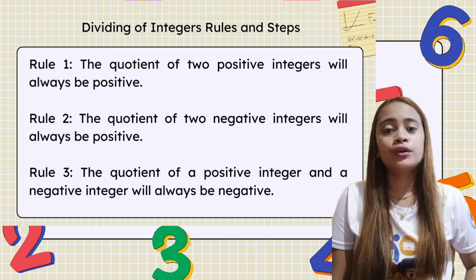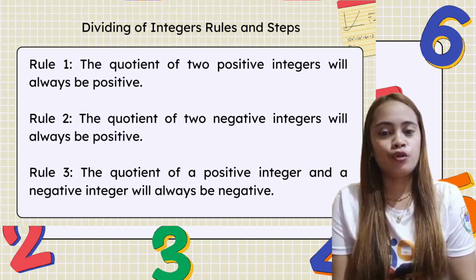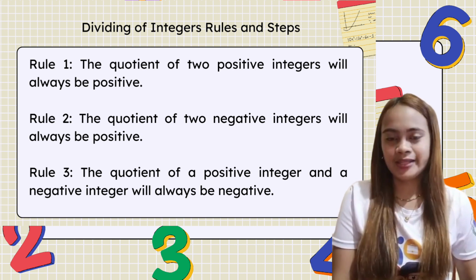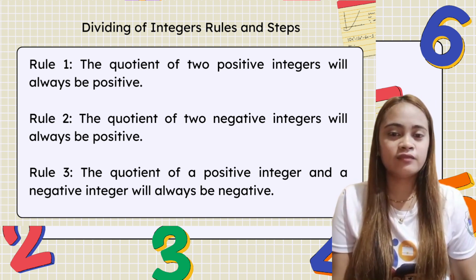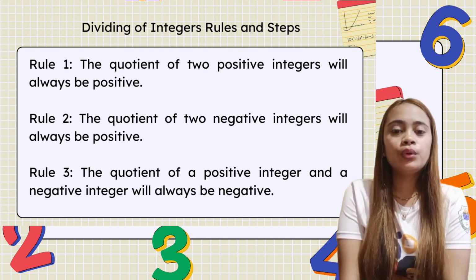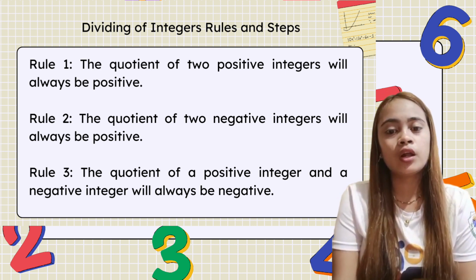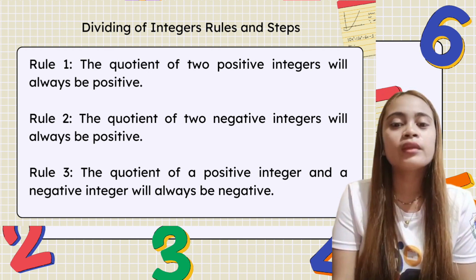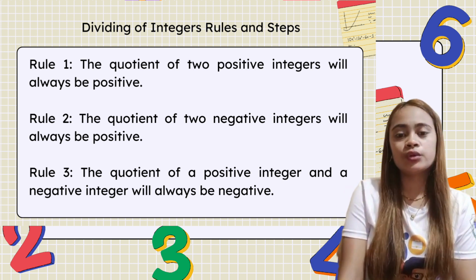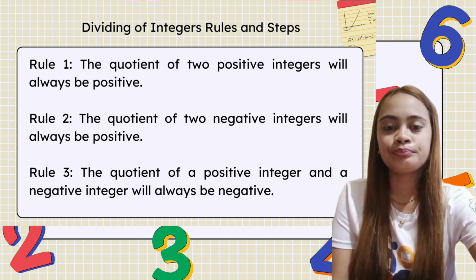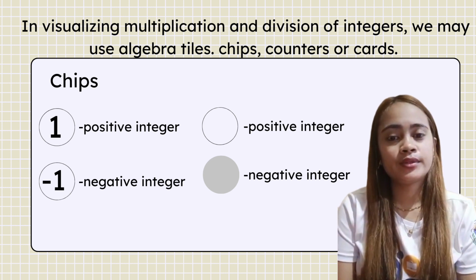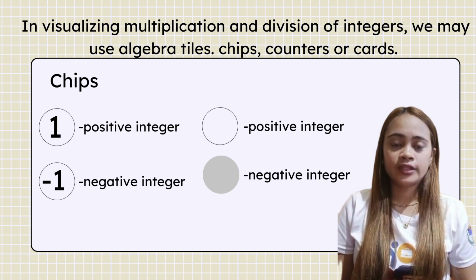Dividing integers, rules and steps. Rule 1, the quotient of two positive integers will always be positive. If pareho sila ng positive signs, of course, it will always be positive. Rule number 2, the quotient of two negative integers will always be positive. Same lang din siya. Rule number 3, the quotient of a positive integer and a negative integer will always be a negative.